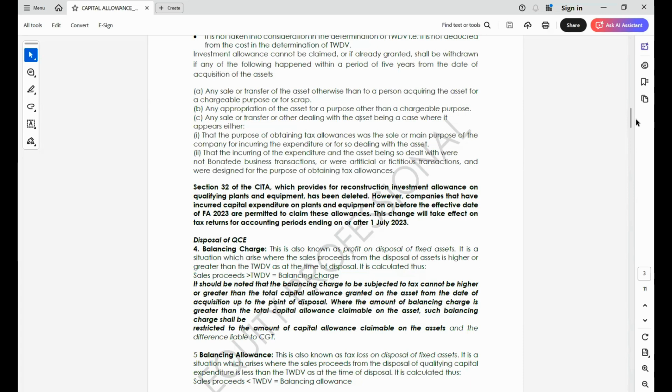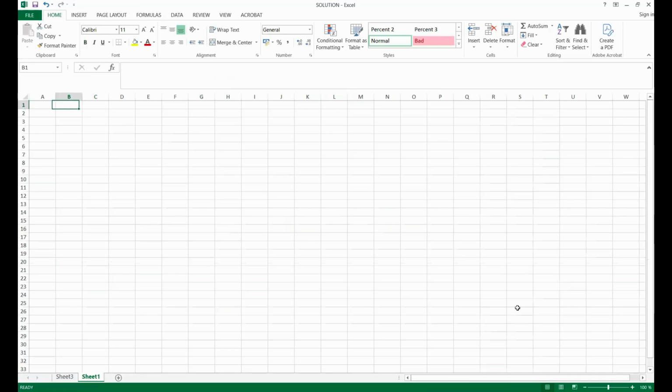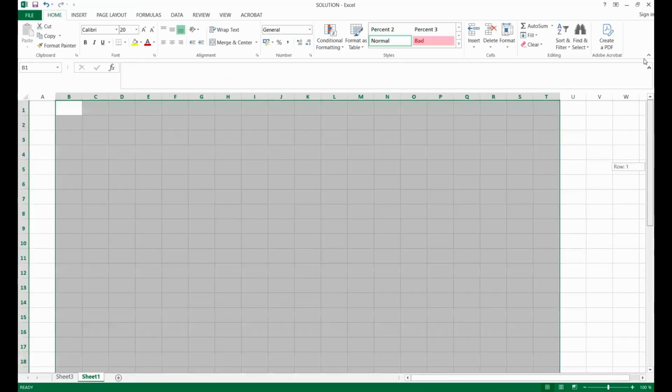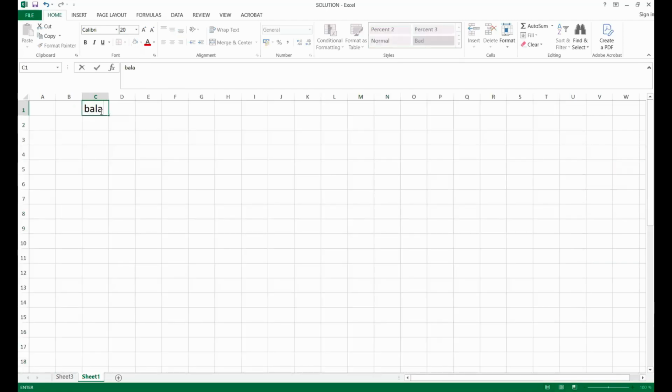When the asset is disposed of, that will give rise to what is called balancing charge and balancing allowance. Balancing charge is an income, and balancing allowance is an expenditure. So we have balancing charge and balancing allowance. Let me illustrate it here for better understanding.